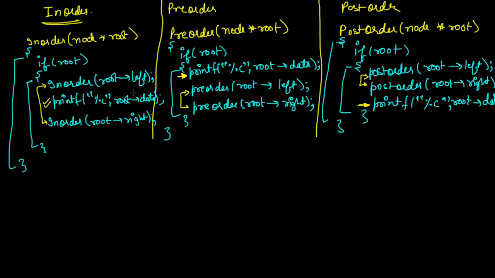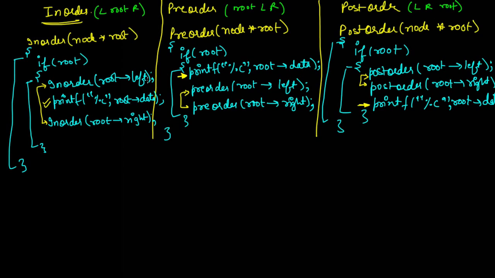Now, this in-order shortcut way we can also call as left, root, right, as we are going to visit the left node, then the root node, and then the right node. Here we are going to visit the root node first, then print the left node, and then the right node. And here we are going to print the left, the right, and then the root.